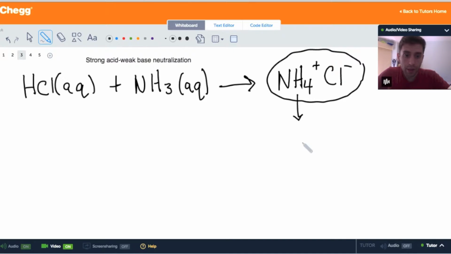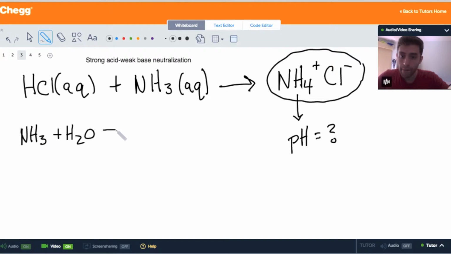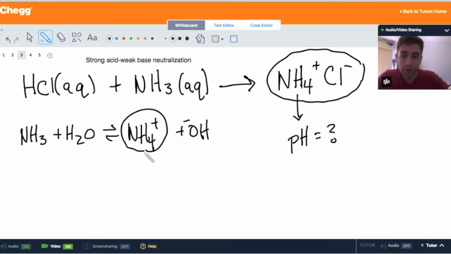And to do that, we know that chloride comes from a strong acid, hydrochloric acid, so it is a completely stable ion. But ammonium comes from ammonia, which is not a strong base. So the reaction of ammonia with water to form ammonium and hydroxide is reversible, which means that ammonium likes to react with things.